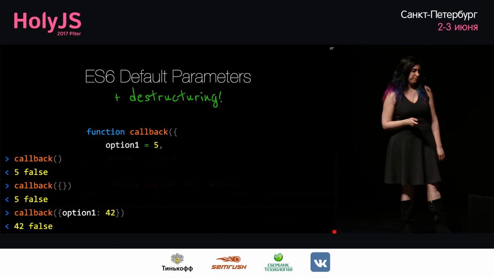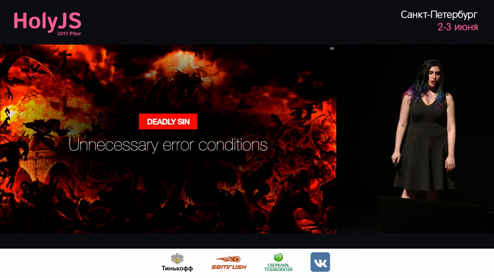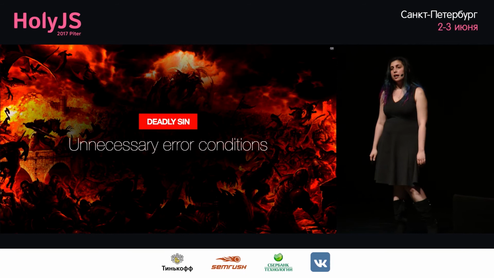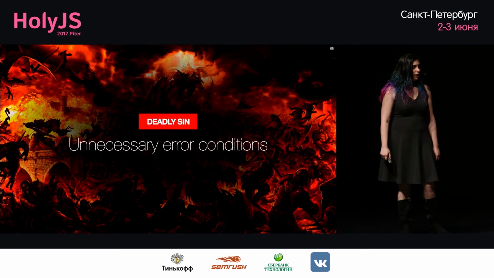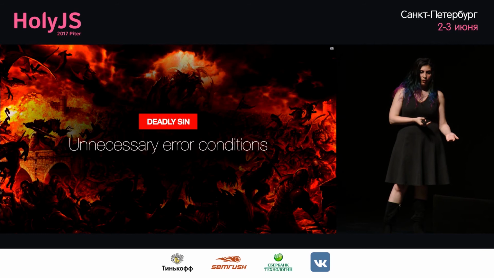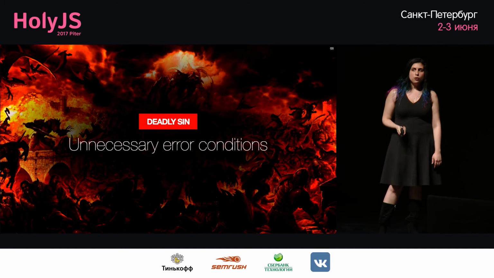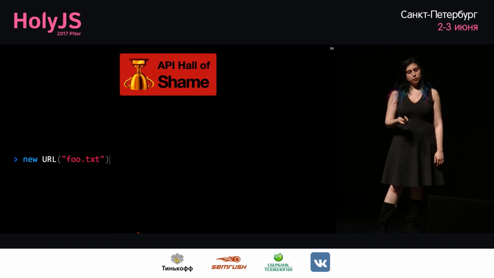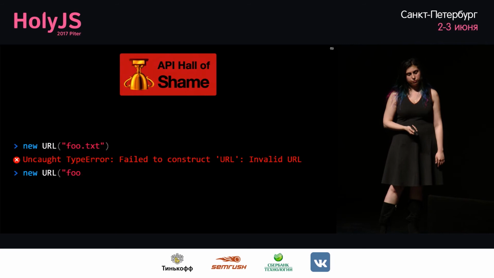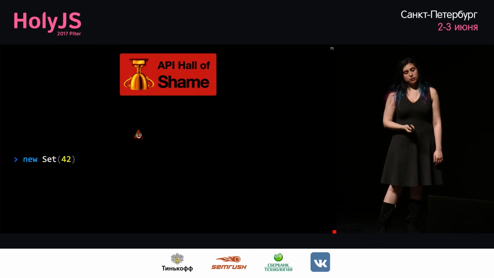Another sin, which I've hinted at already, is unnecessary error conditions. If you can avoid throwing an error, do avoid it. I mean, obviously, if you get input that doesn't make sense, it's better to throw an error, an understandable error. But if you can do something useful with that input, don't throw an error. For example, we've already seen the URL constructor and how it complains pointlessly instead of using a sensible default. We've also seen how the Set constructor complains pointlessly if the parameter is not an iterable.